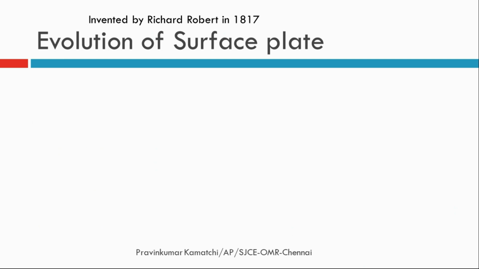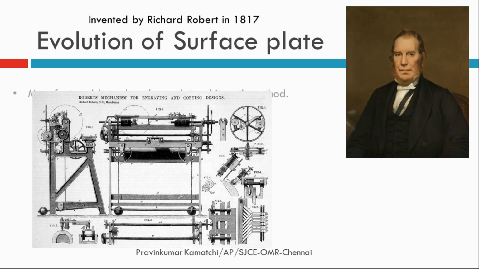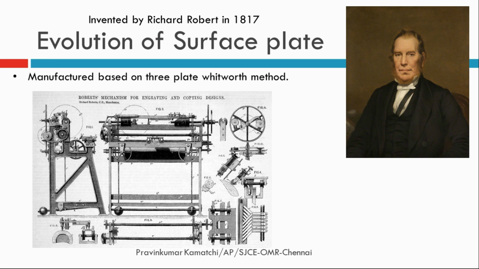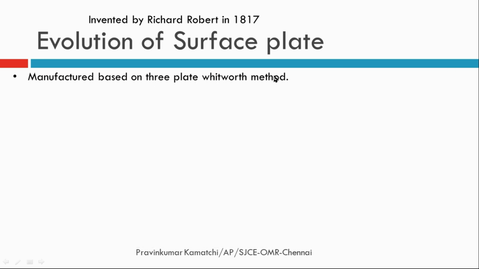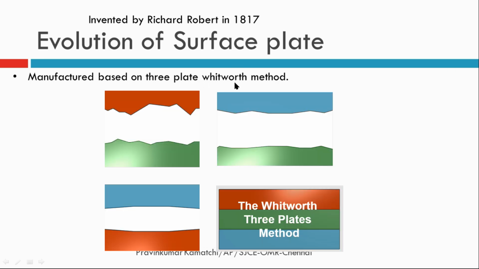Let's see the evolution of the surface plate. In 1817, Richard Roberts invented the surface plate. He showed a way of duplicating flat surfaces with a high degree of accuracy. Sir Joseph Whitworth suggested a three-plate method to manufacture this kind of surface plate.